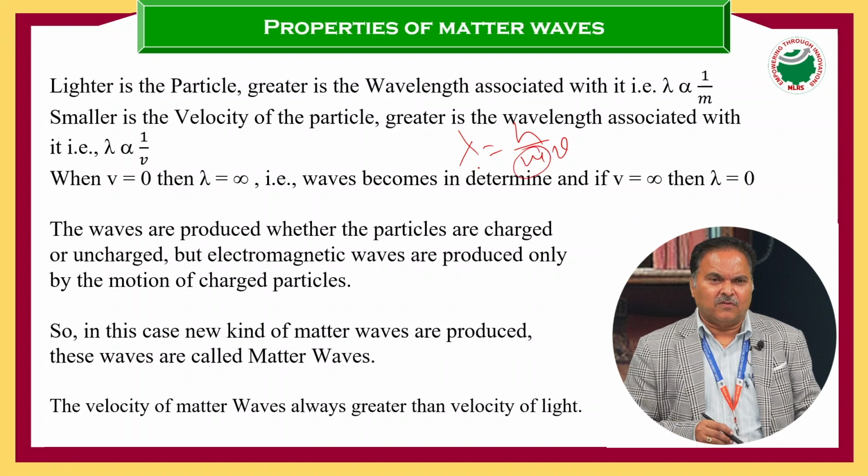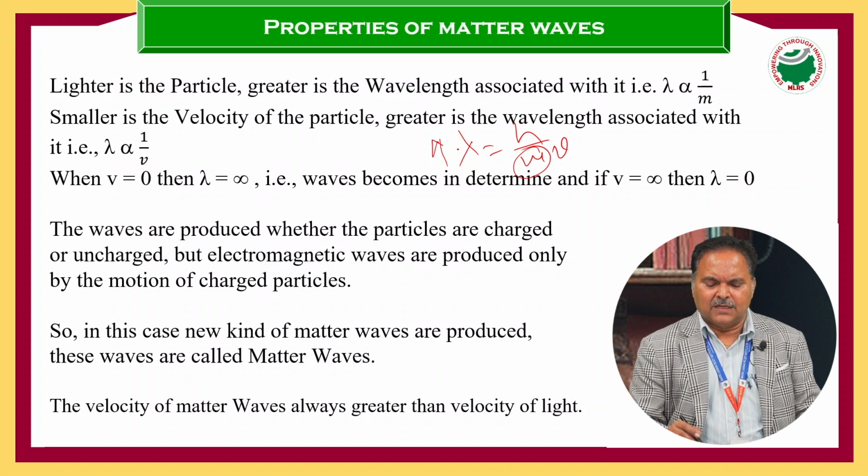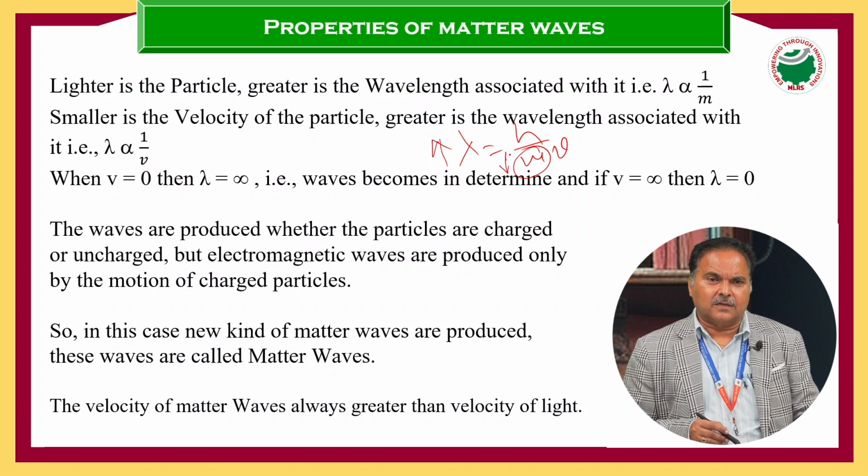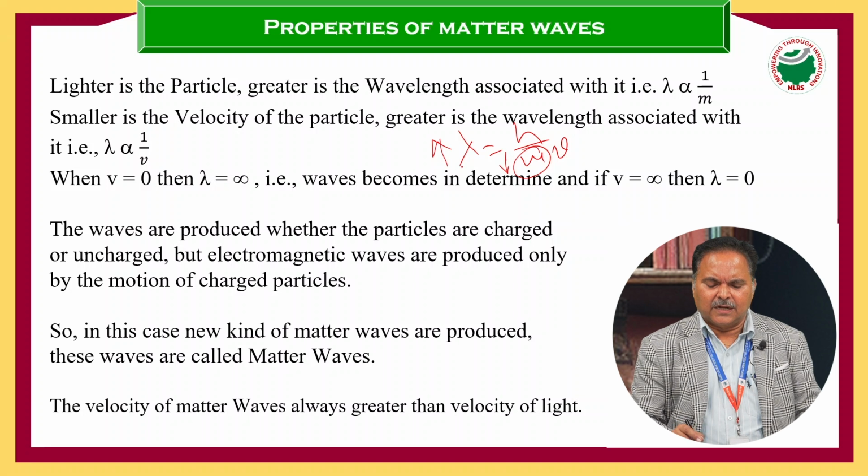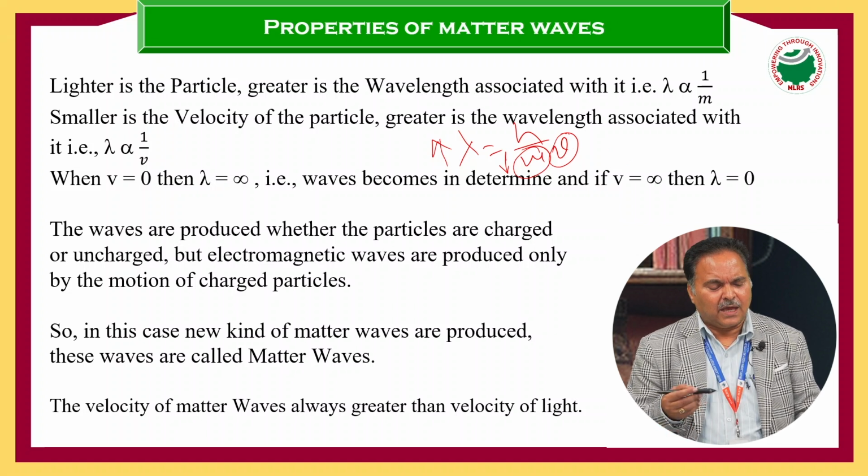If the mass of the particle is reduced, what will happen? The lambda value will increase. So lambda is directly proportional to 1 by m. Similarly, if the velocity decreases, the lambda value also increases. This relation is lambda directly proportional to 1 by v. So it depends on the velocity as well as the mass. These are the properties or characteristics.